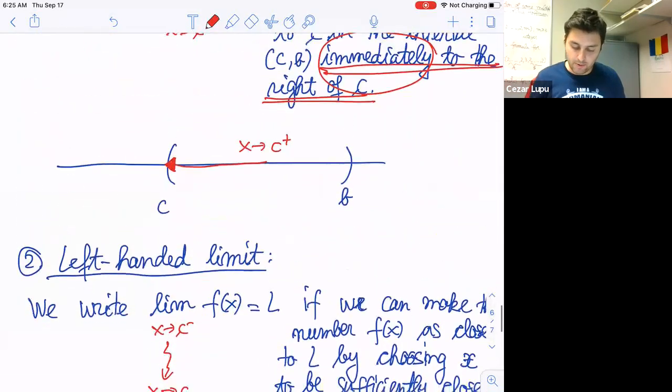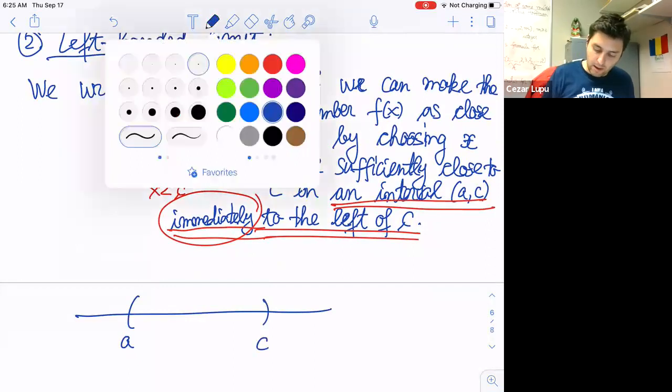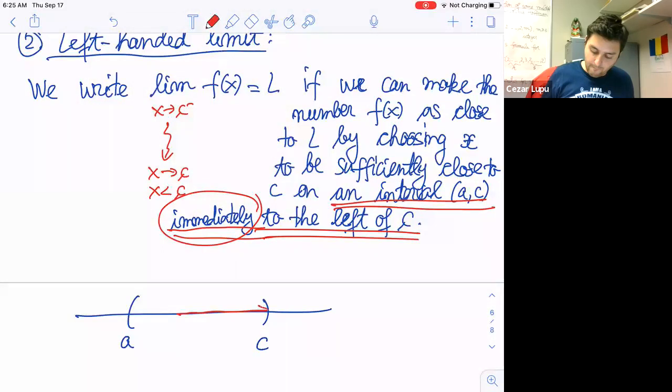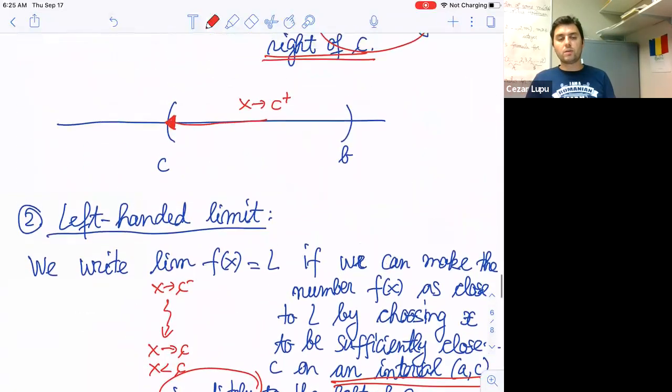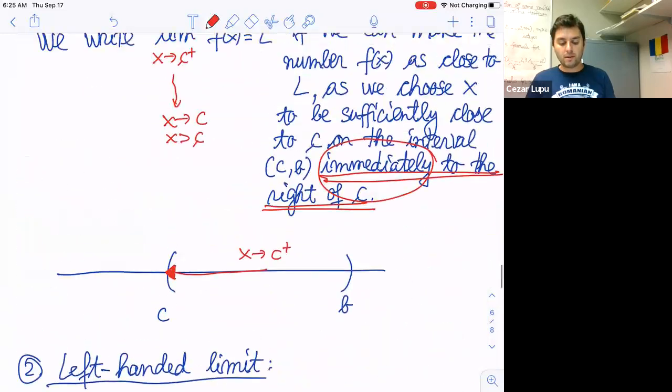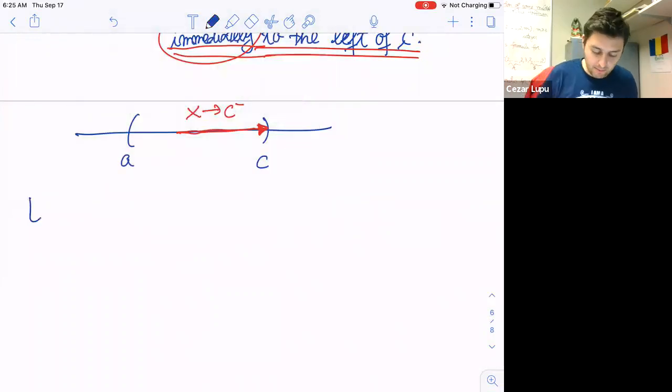So now let's draw the picture, and we'll explain immediately. Similarly, this time I'll have this interval a, c, and now I have all these values approaching, coming from the left. From the left. So this is basically how we deal with one-sided limits, left-handed and right-handed. Now let's see some examples.